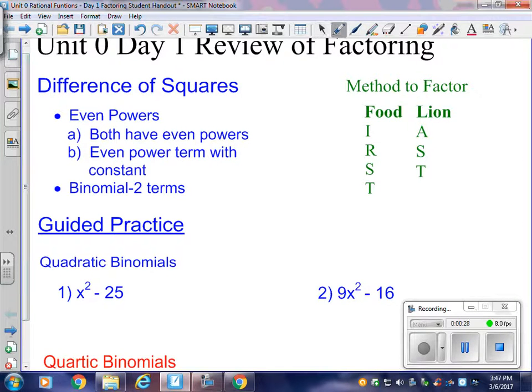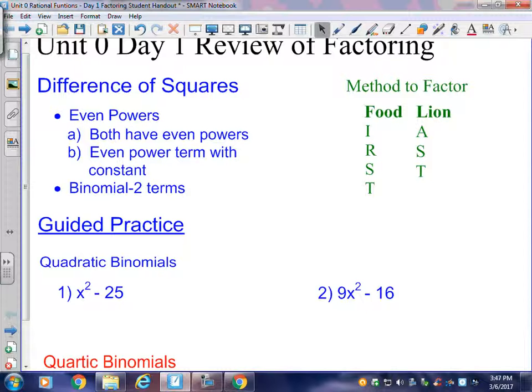So as you can see in these problems, these are all binomials. They have two terms, and they all have subtraction. That's why it's called difference of squares, because it's subtraction. But it's not always a squared power. It has to be an even power and a constant, or both the powers in the problem have to be even, but it has to be two terms and it has to be subtraction.